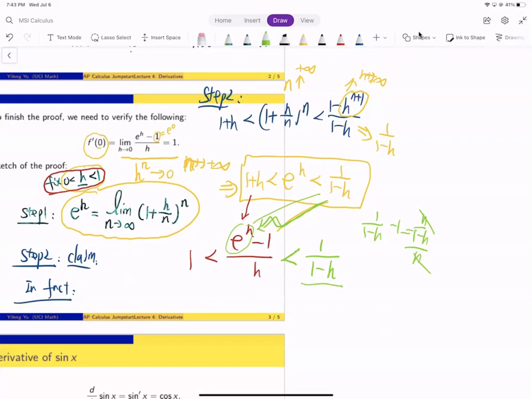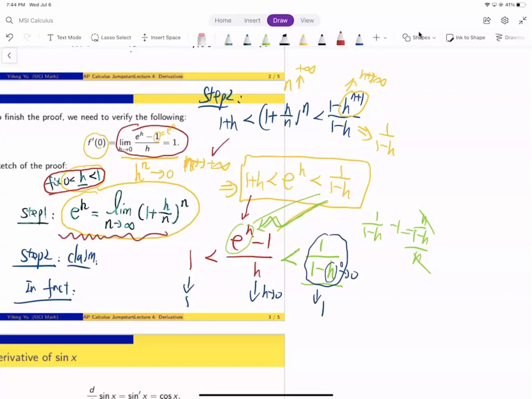Okay, now, and then you say, if h goes to 0, this one will just be 1. It doesn't matter. And this one on the right-hand side, when h goes to 0, we just replace this by 0, it's 1. So from the right-hand side and left-hand side, it will force the whole thing. The limit is 1.